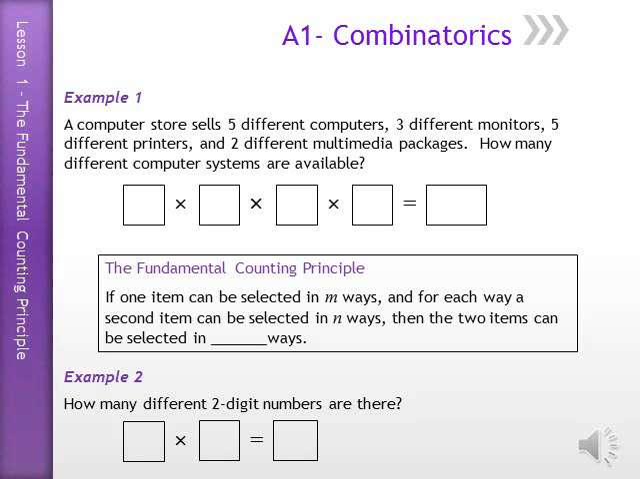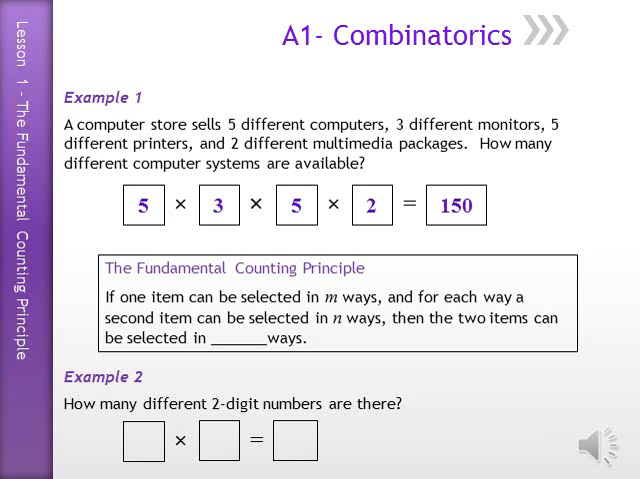Let's try example 1. A computer store sells 5 different computers, 3 different monitors, 5 different printers, 2 different multimedia packages. How many different computer systems are available? We have 4 decisions to make. The first, how many different computers? 5. How many different monitors? 3. Number of printers? 5. Multimedia packages? 2. What do we do with these numbers? We multiply. So 5 times 3 times 5 times 2 gives us 150 different computer systems.